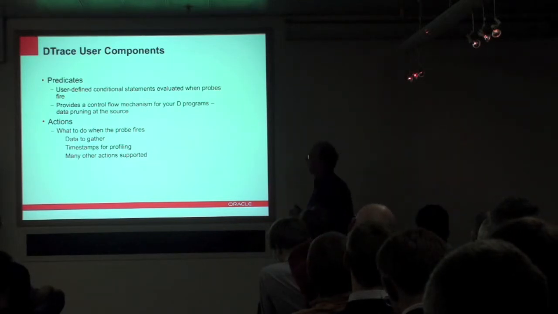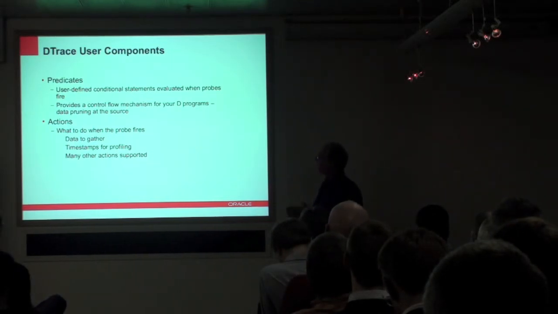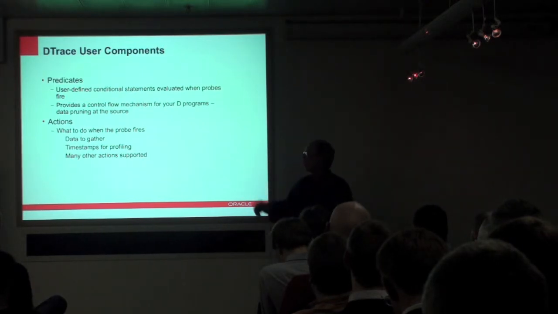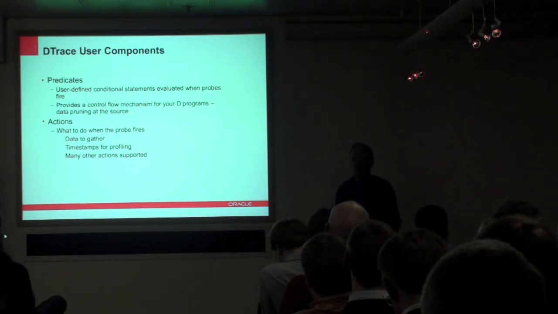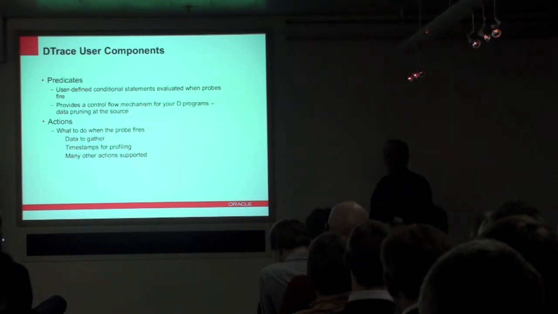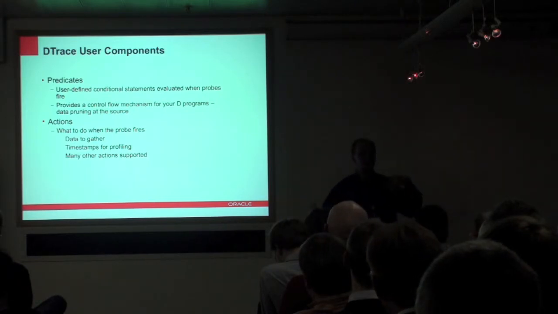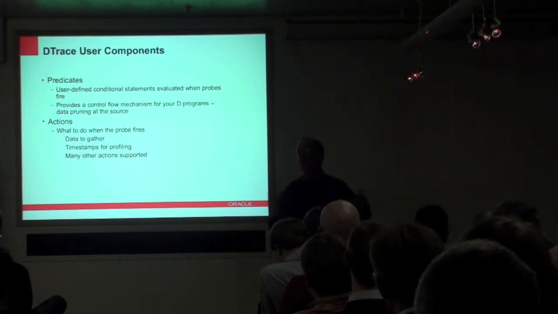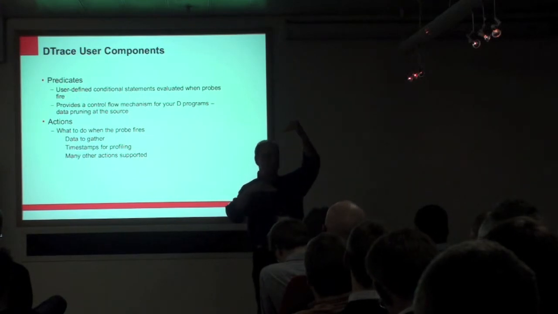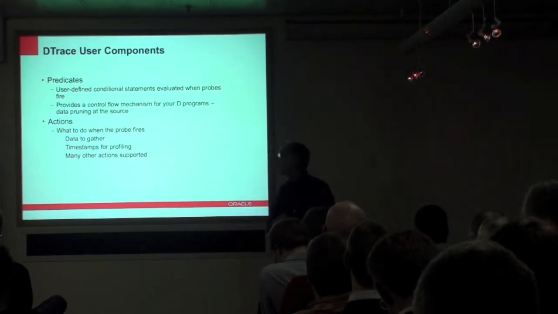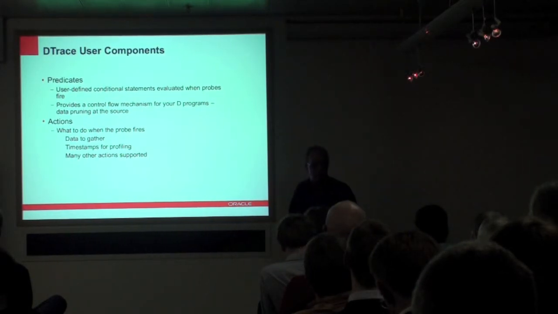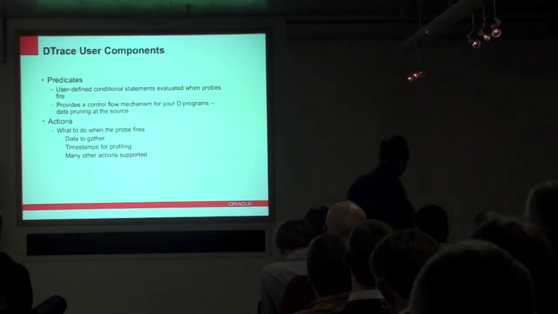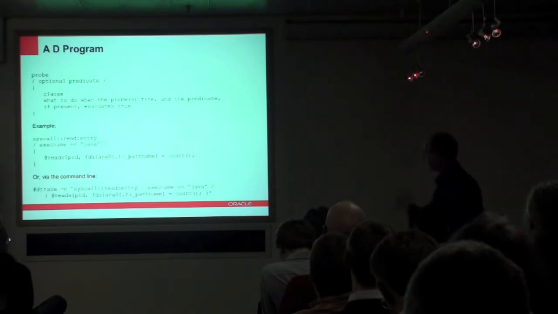So predicates provide a powerful control flow mechanism for your D programs. And then an action is simply, what do I do when the probe fires? What action do I want to take? I can collect data, I can collect and print variable names, I can gather timestamps and do time-based profiling: I enter this function at this time, I return from this function at this time. There's any number of different things I can do when a probe fires. DTrace facilitates a lot of interesting actions.